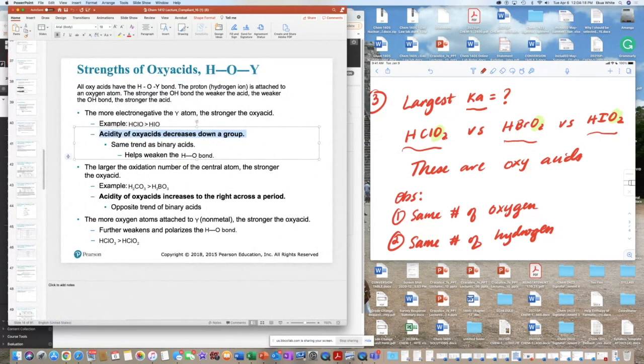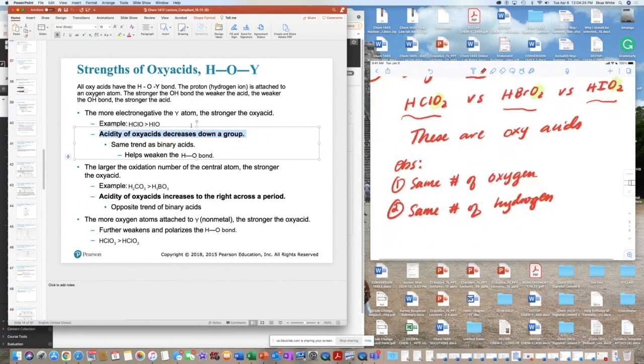So yeah, Jacob, you got it right the second time around, but this is the PowerPoint I wanted you guys to see. Acidity of oxy acids decreases down the group. So when you line these up to match the group, HClO2, HBrO2, HIO2, this is going to be the most acidic.